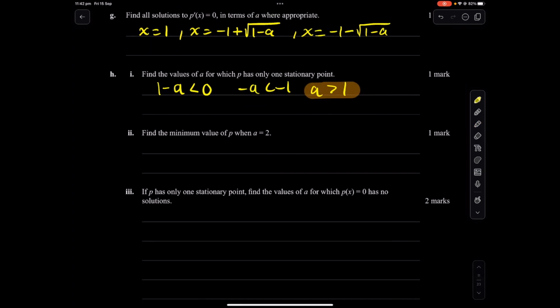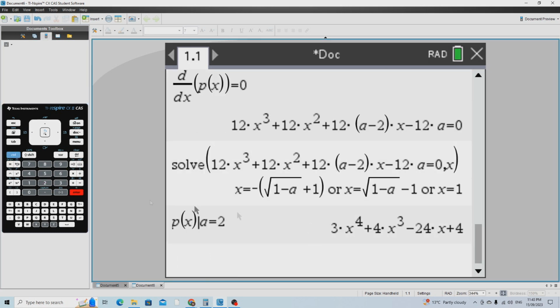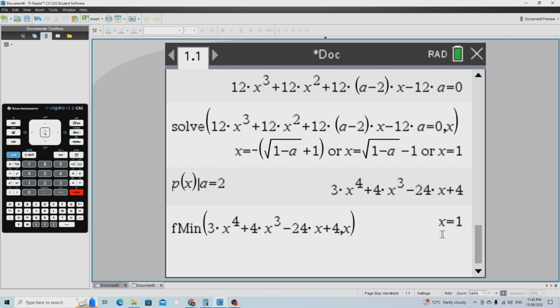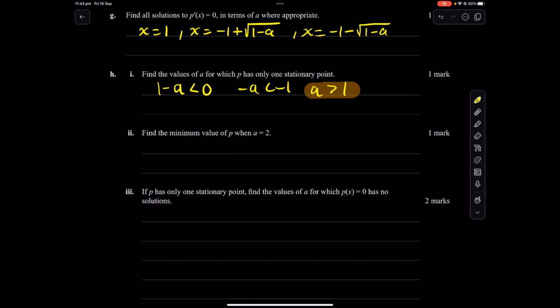Find the minimum value of p when a equals 2. Okay, so what I'm going to do over here is say, what's p of x given that a equals 2? So it's this equation, so I'm going to use menu, calculus, minimum value of this whole function, comma x. And our minimum value is at x equals 1. But we want the minimum value, so we put that value into this function, and we get -13. So your min value is -13.